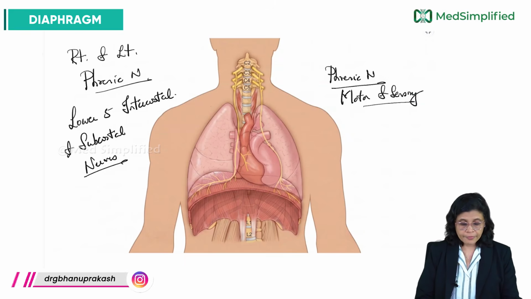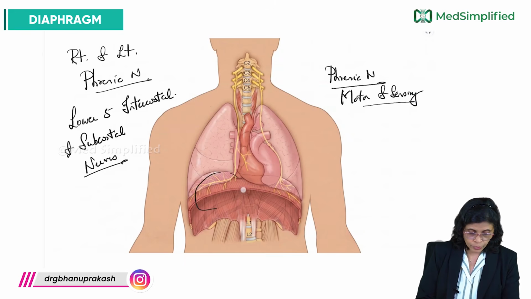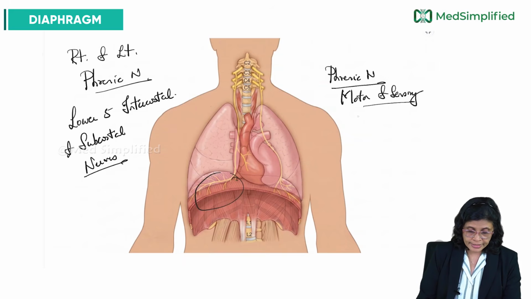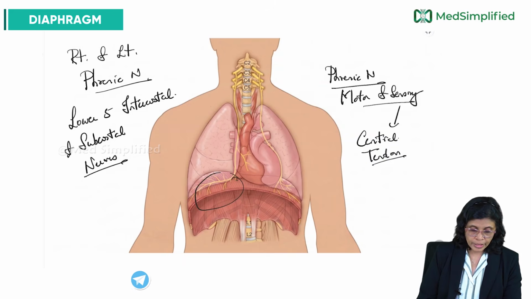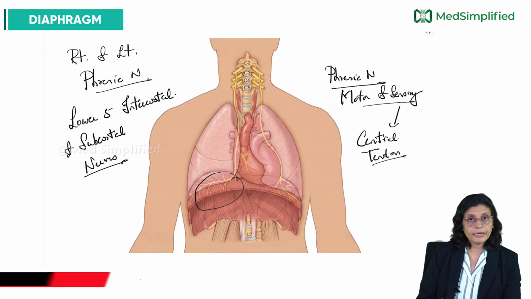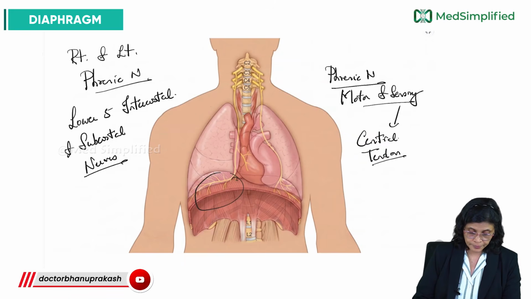So the right phrenic nerve will be supplying the right dome of the diaphragm, as well as the left side, the left phrenic nerve will provide motor innervation to the left half of the diaphragm. And this phrenic nerve also provides sensory innervation to the central tendon. Okay, so sensory innervation is mainly to the central tendon of the diaphragm, along with the pleura and the peritoneum related to that. The intercostal nerves supply the peripheral part of the diaphragm.